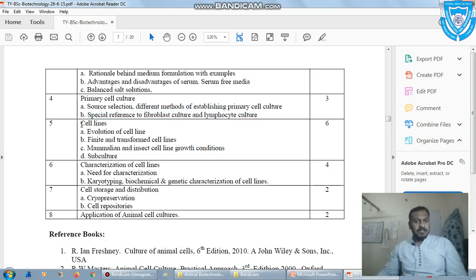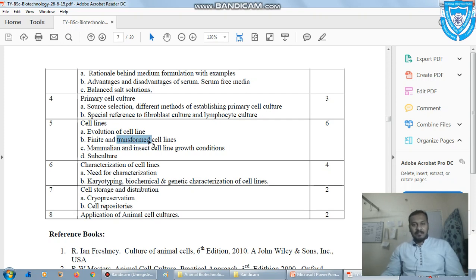Then the next module is the cell line. Cell line is very important, because whatever primary cell culture we do, we cultivate, grow and maintain the cells, and they ultimately become cell lines. There are different types of cell lines, like the primary cell line. Then the major types are finite and infinite cell lines. Infinite means transformed only.